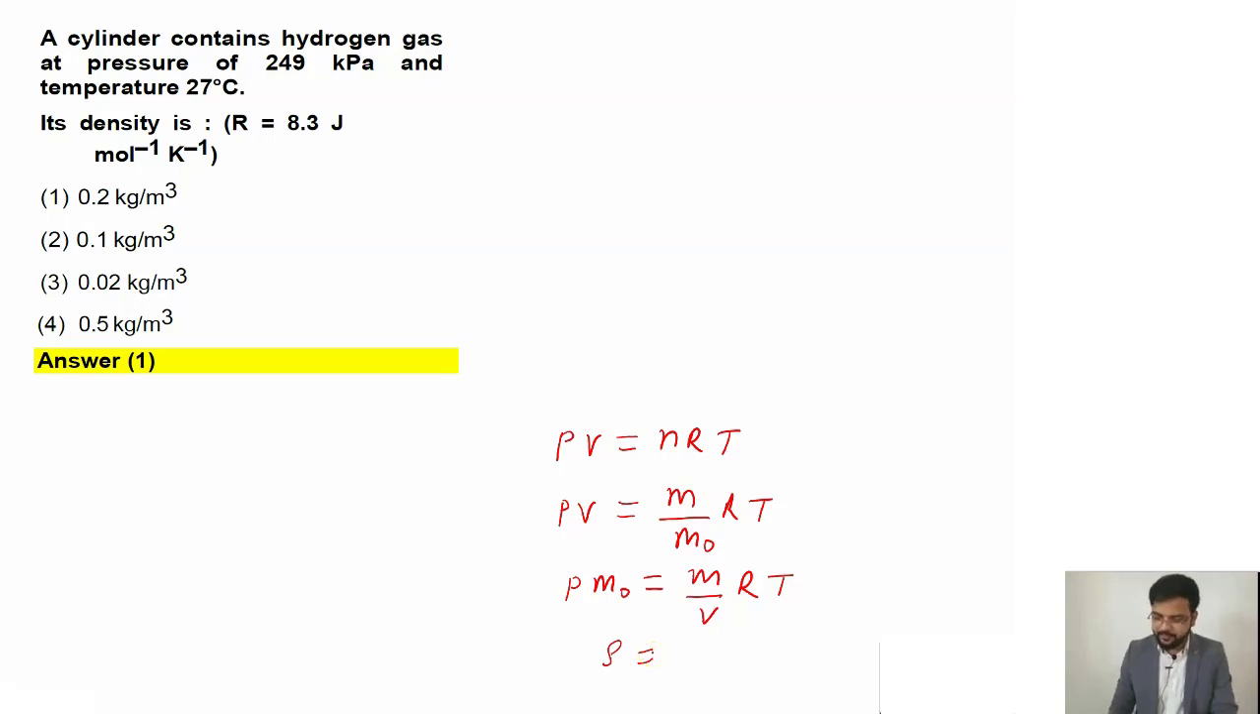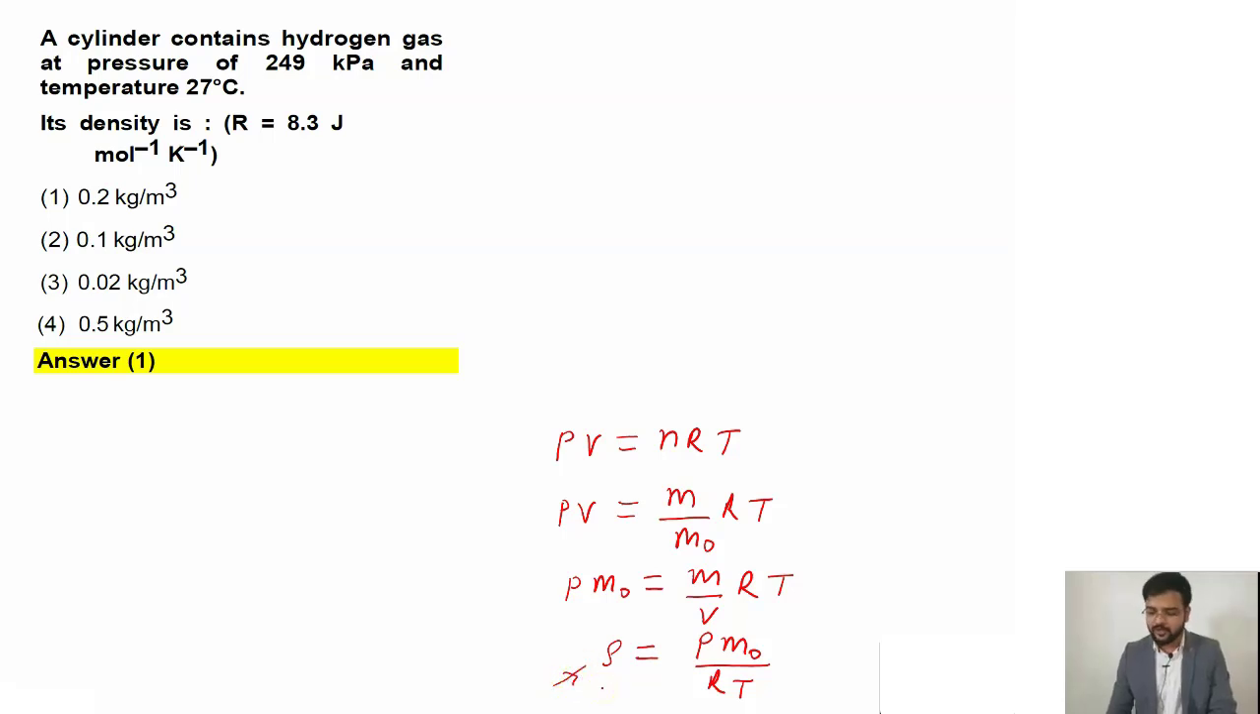So the density can be written as P M naught by RT. After that, if you put in all the values, you will get the density.